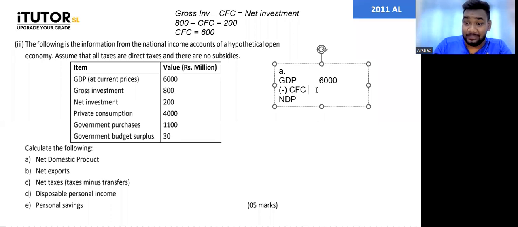So CFC is 600. Can you quickly give me answers, guys? Then how much is my net domestic product? Net domestic product is 5,400.